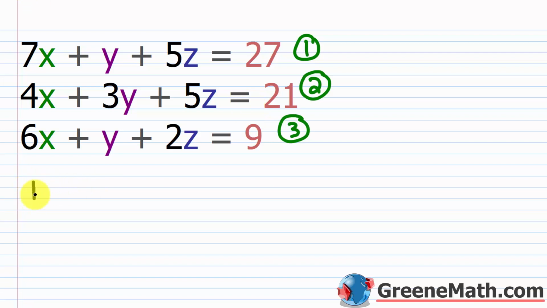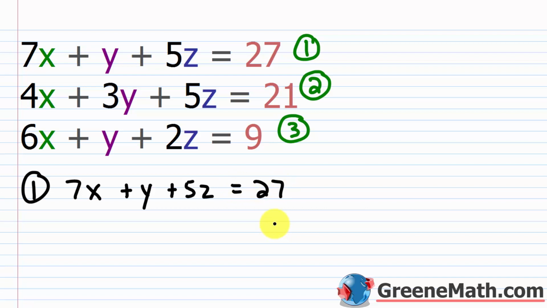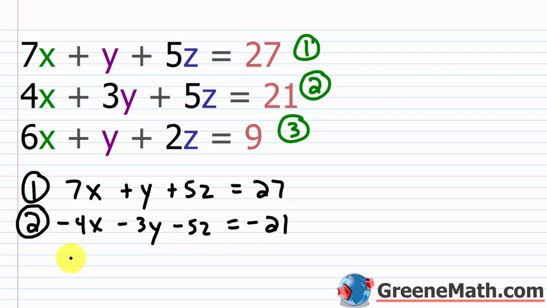So let me copy equation 1 again. So 7x plus y plus 5z equals 27. Then for equation 2, I'm going to multiply it by -1. So everything's just going to have a change of sign. So instead of 4x, I'd have -4x. Instead of 3y, I'd have -3y. Instead of 5z, I'd have -5z. And this equals, instead of 21, I'd have -21. And again, this was equation 2. So let's label that so we can stay consistent.